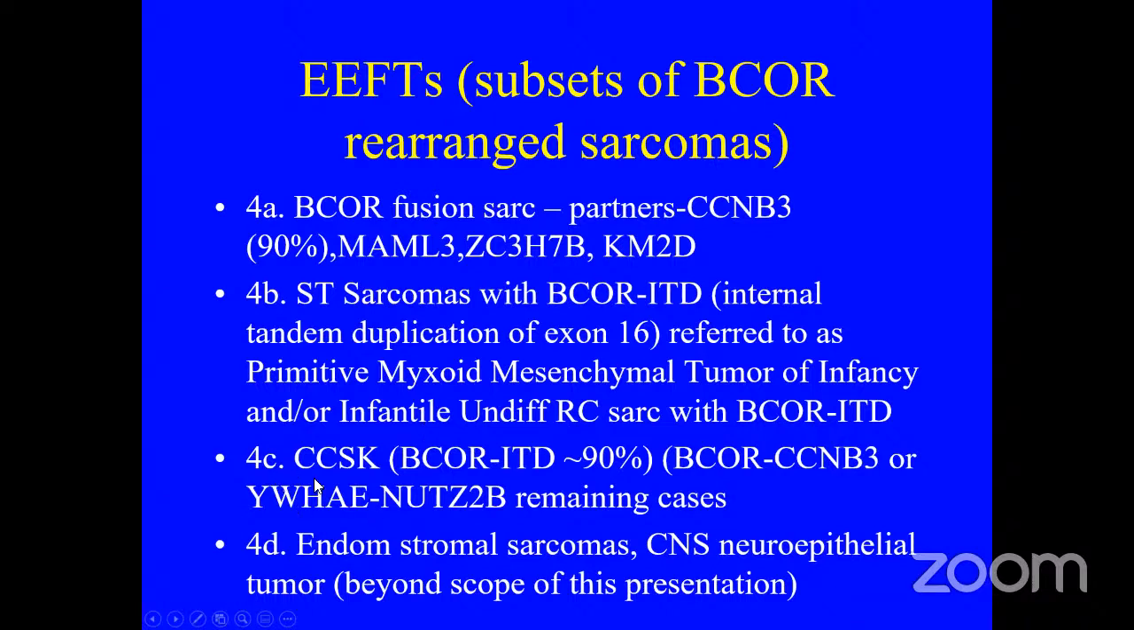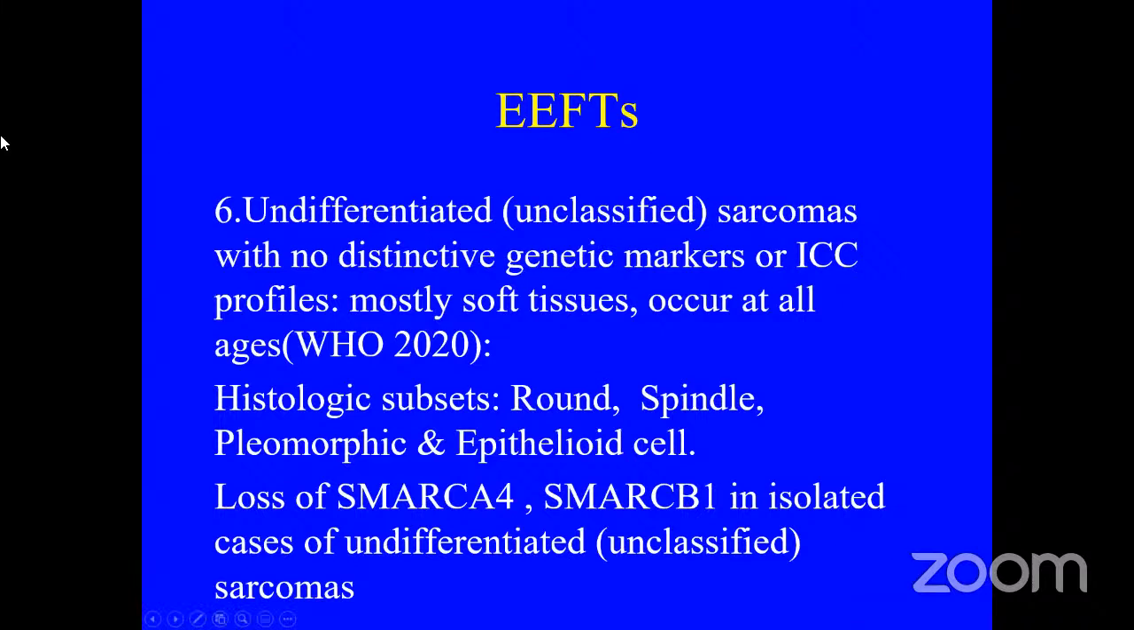And there are certain variants in this tumor which are mentioned here on this slide, the histologic and clinical variants. Then you have the third variant, clear cell sarcoma of the kidney, which shows internal tandem duplication of exon 16 of BCOR gene, and this is seen in 90% of clear cell sarcomas, although in a small minority, other types of genetic markers will be seen in this tumor, as is shown in this particular slide. The fourth set is mentioned here on this slide for the sake of completeness, that is endometrial stromal sarcomas and CNS neuroepithelial tumor also show BCOR gene rearrangement, but these tumors are beyond the scope of this presentation. So we are going to stick to the first 3 subsets.